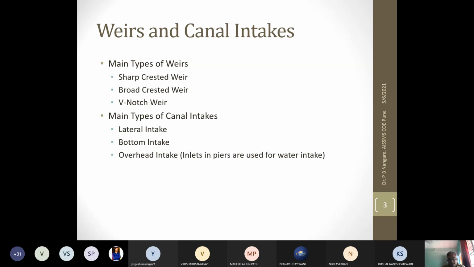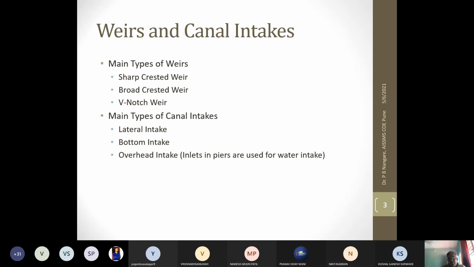The main types of weir are the sharp crested weir, the broad crested weir, and the V notch type of weir. As per our syllabus, we have to consider the vertical drop type of weir. If the crest of the weir is sharp, then you have to find the discharge for a sharp crested weir. If the crest has a broader width, then you again have to find the discharge, and all the hydraulic conditions are going to change.